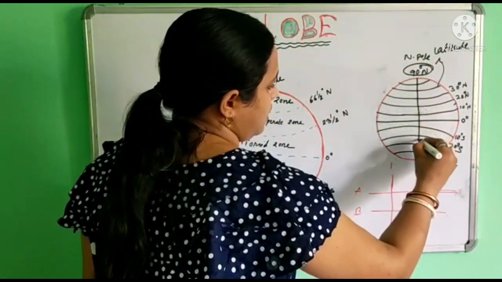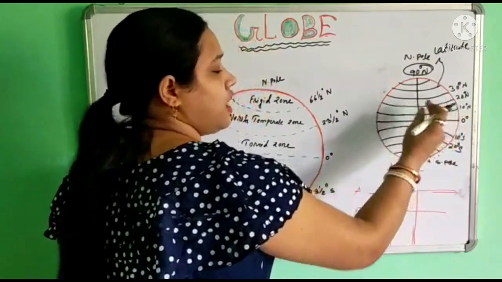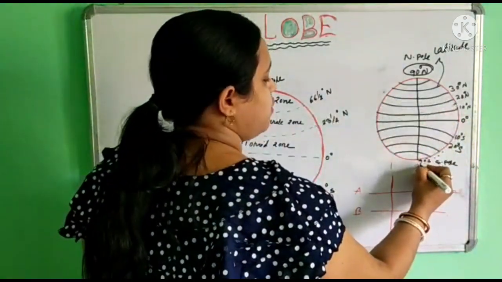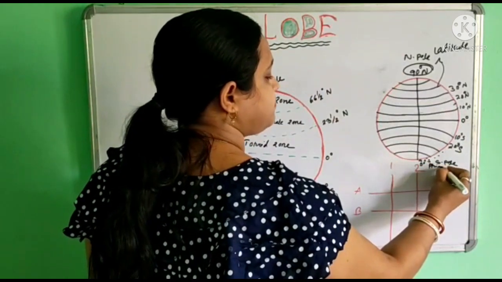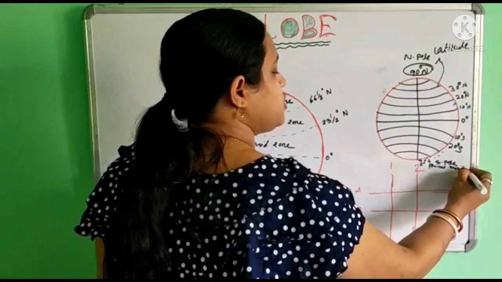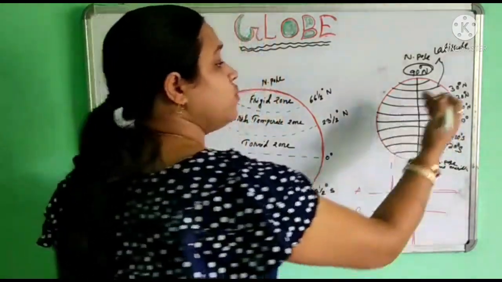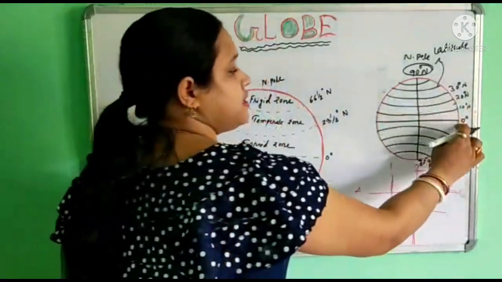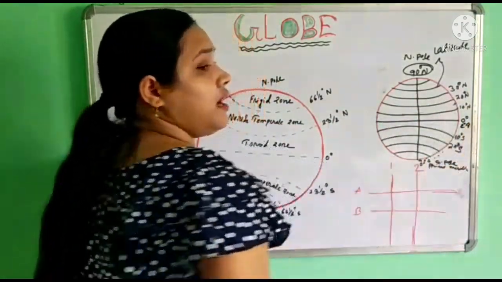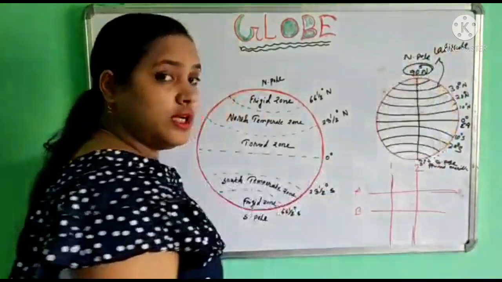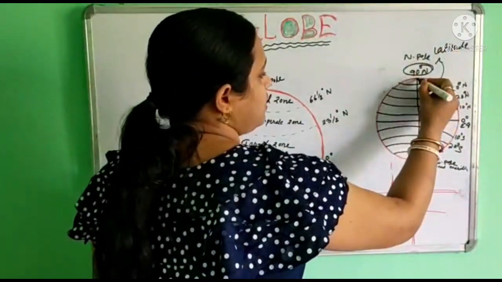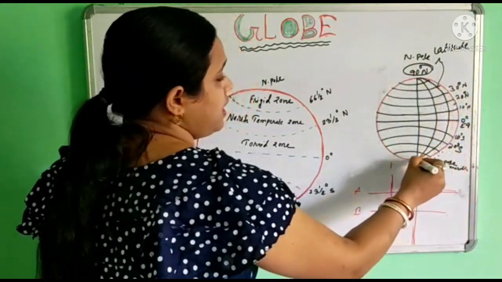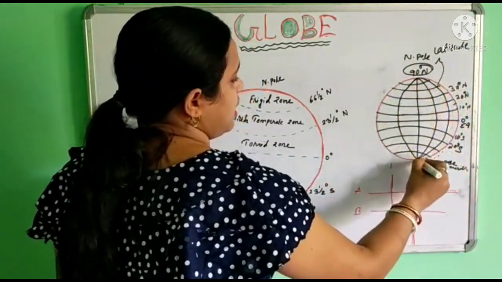The vertical line which divides our earth into two equal parts is known as 0 degree prime meridian. So this is the longitude which divides our earth into eastern and western part, and the 0 degree equator divides our earth into northern and southern hemisphere. Now all the semicircle lines which join the North Pole to the South Pole are known as longitude.